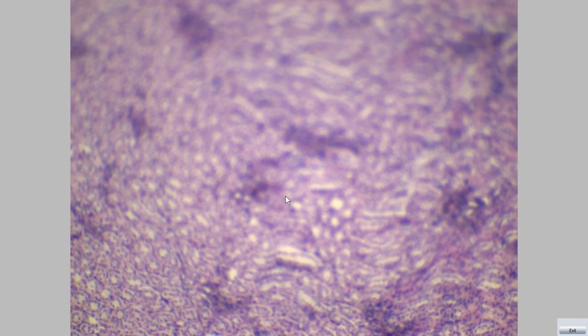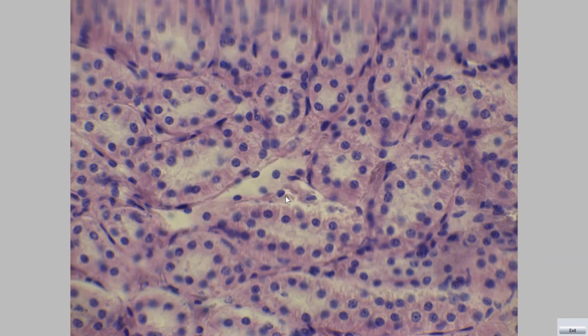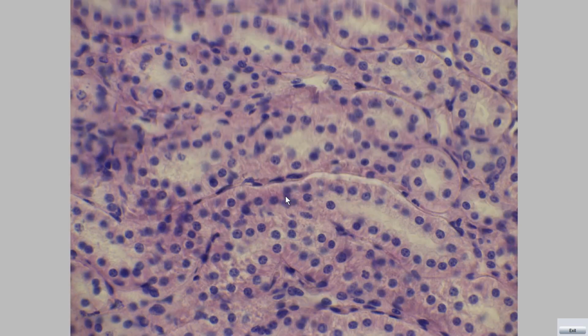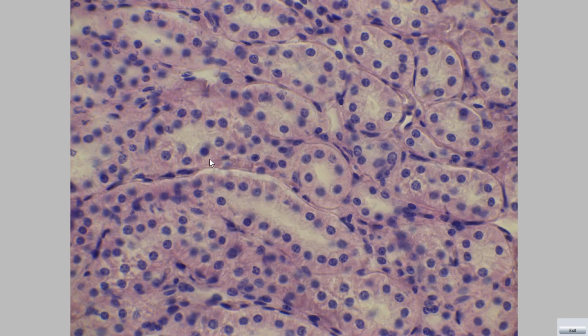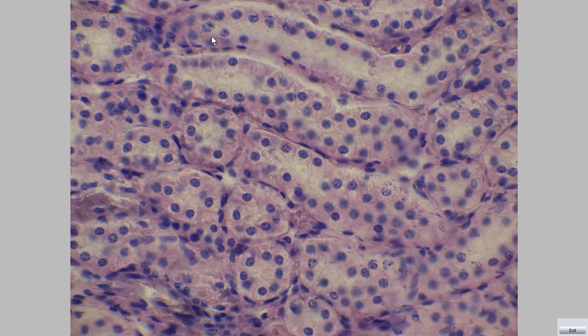Within the medulla we can see the collecting ducts. Collecting duct is lined by simple columnar epithelium. Collecting ducts are long striated structures with simple columnar epithelium.